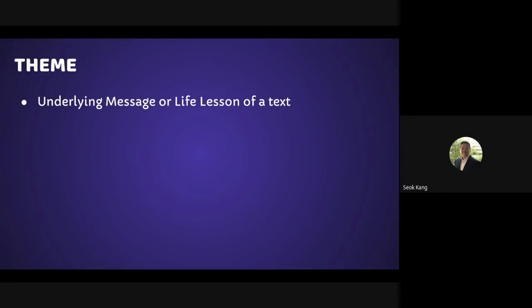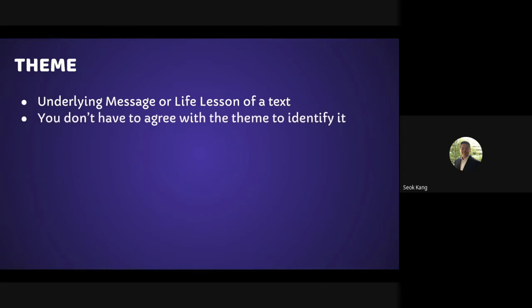So what theme is, it's the underlying message or life lesson of a text. It's basically what the text is trying to teach you. It's also sort of known as the moral of the story. Basically, what can you learn by reading this text? You don't have to agree with the theme to identify it, right? You just have to be able to find it. It's not a word. It's never going to be just a word. It's a sentence.